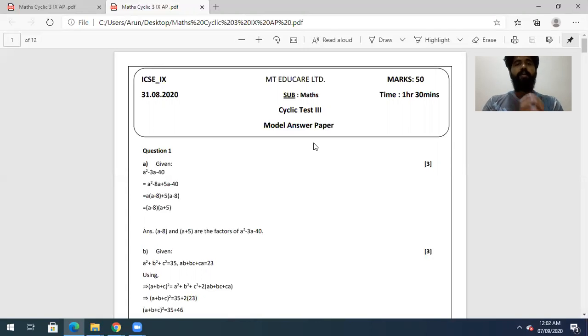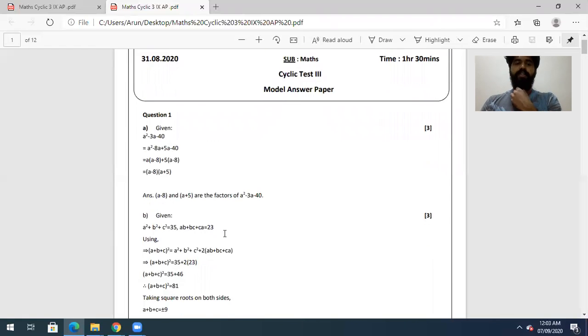We take a common from the first two terms. So we have a into a minus 8 plus 5 into a minus 8. Take a minus 8 common overall. So we have a minus 8 into a plus 5. The answer statement is a minus 8 and a plus 5 are the factors of a square minus 3a minus 40. I hope you've understood this question.